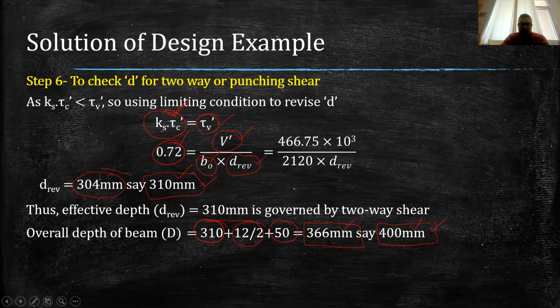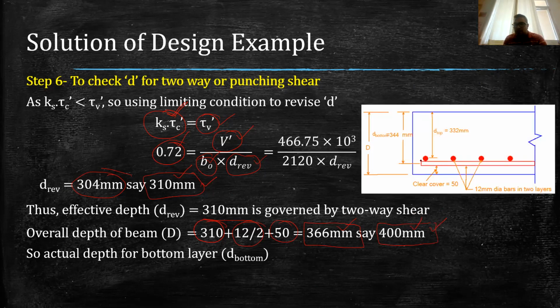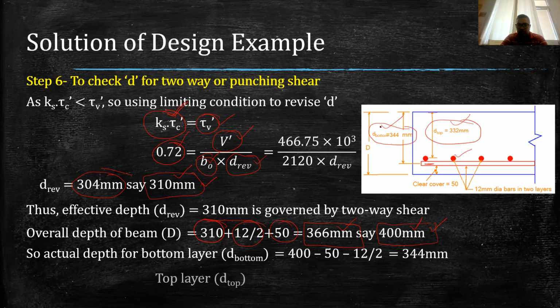Now we can calculate the effective depth for the shorter span and for both layers of the reinforcement. You can see here the bottom layer where we provide the reinforcement. For the bottom reinforcement, D will be measured from the center of this reinforcement. But if we are providing the top reinforcement, then D will be measured from the center of this reinforcement to the topmost fiber. So in this scenario, D top becomes 332 and D bottom becomes 344. This is how I have calculated here also.